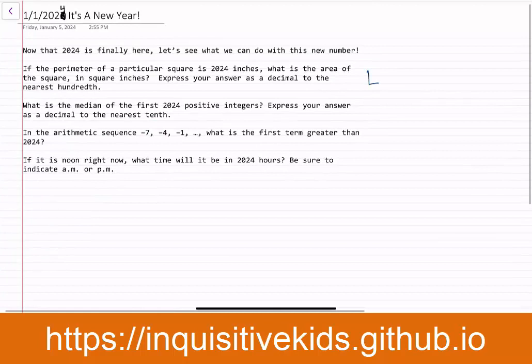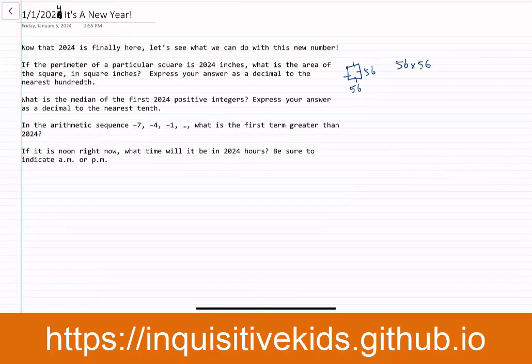So we have our square. Its perimeter is 2024, and each side is equal. So when we divide 2024 by 4, we get 506. So it's 506 for each of these sides. Then what is the area of the square? Well, we just have to multiply length times width, which is 506 times 506. So you can go ahead and multiply.